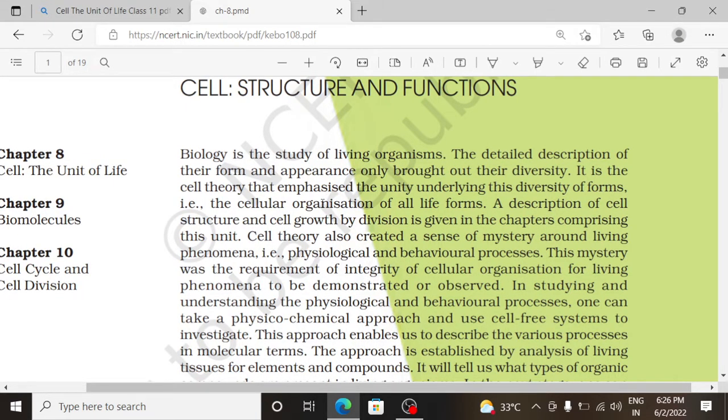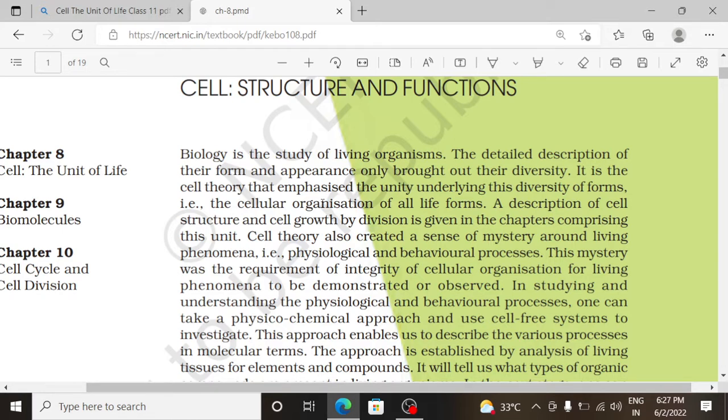Biology is the study of living organisms. The detailed description of their forms and appearance only brought out their diversity. It is the cell theory that emphasized the unity underlying the diversity of forms, that is the cellular organization of all life forms. A description of cell structure and cell growth by division is given in the chapters comprising this unit.